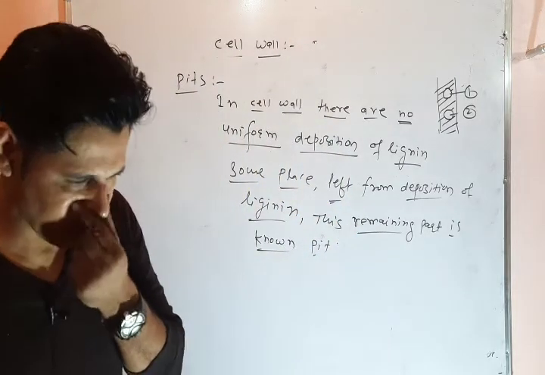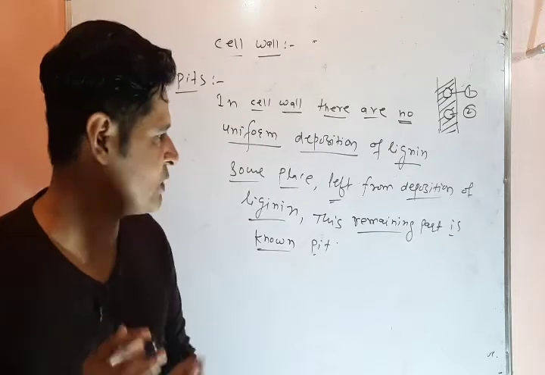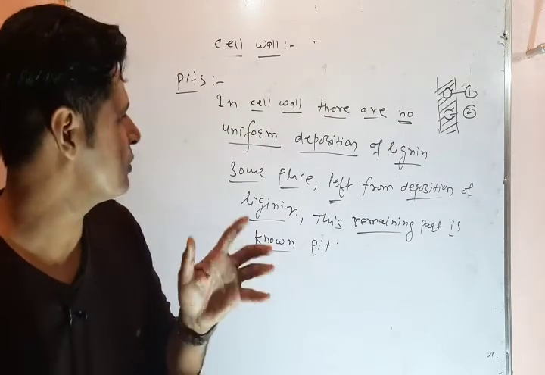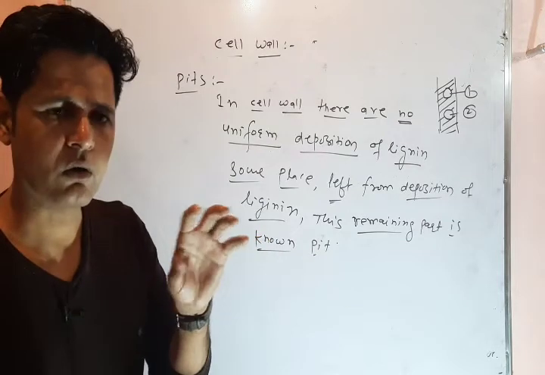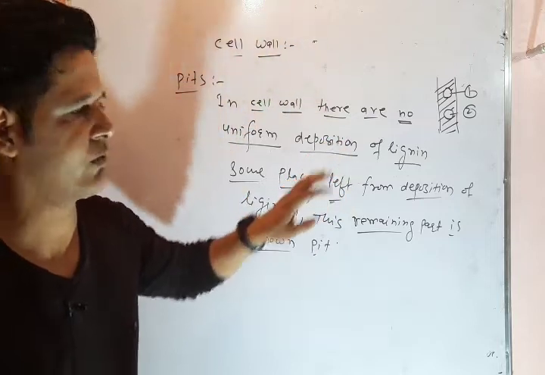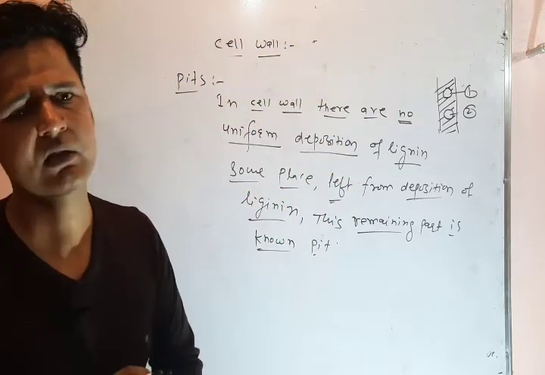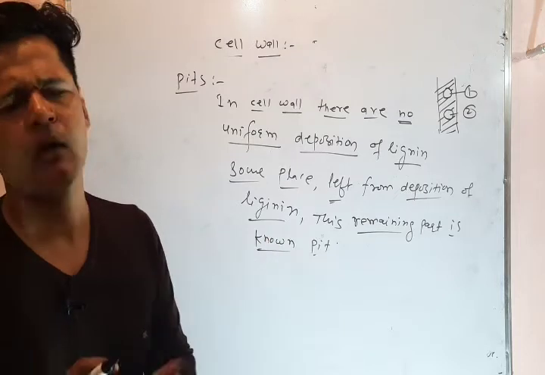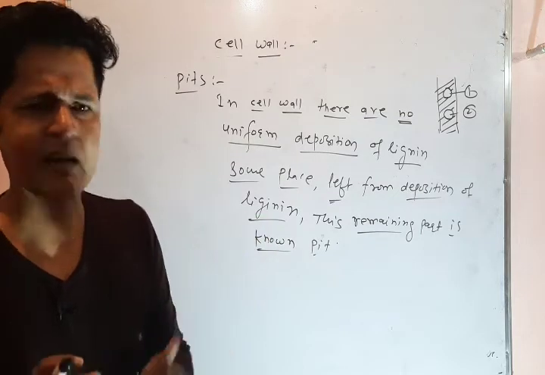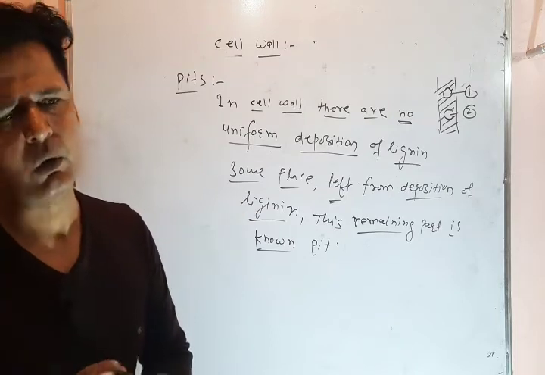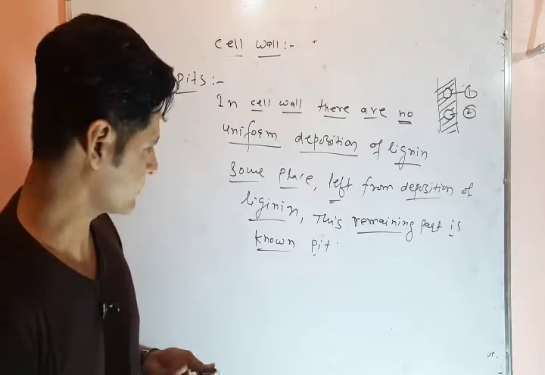The formation of pits in cell walls is due to non-uniform deposition of lignin. Due to the deposition of lignin, the place where the lignin is absent is known as a pit. It is a very simple definition: the place in the cell wall where the deposition of lignin is absent is known as a pit.